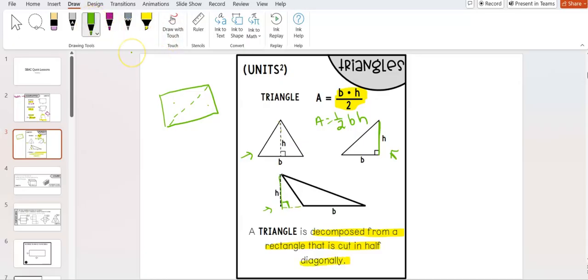All of these triangles are technically just rectangles or parallelograms that have been cut in half. Okay, even this guy, if I put another one there, it makes another parallelogram. Okay, there we go.